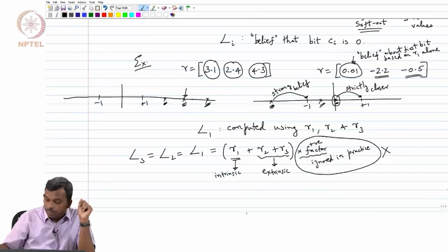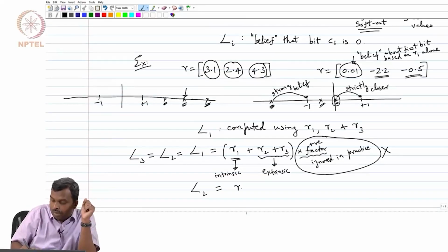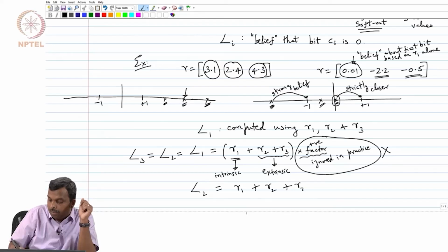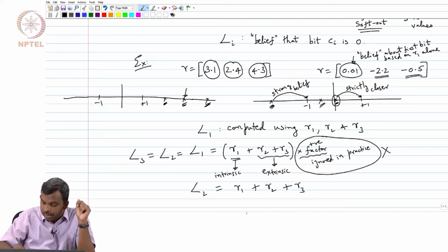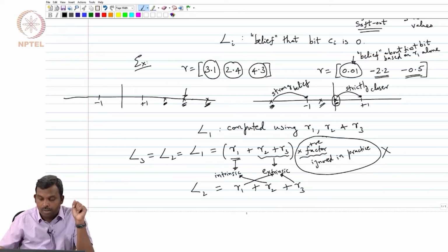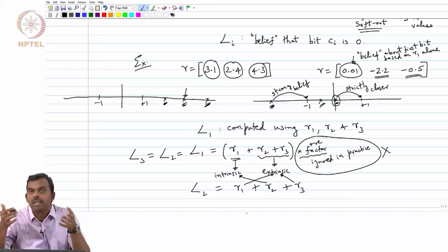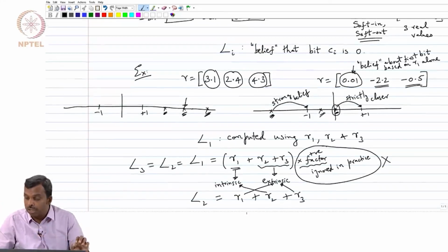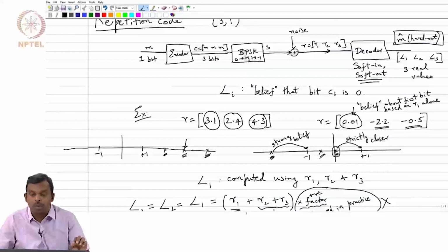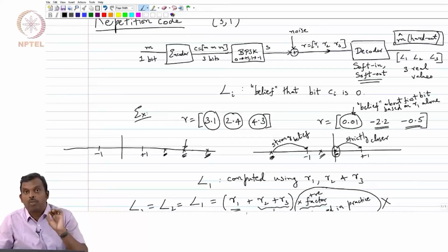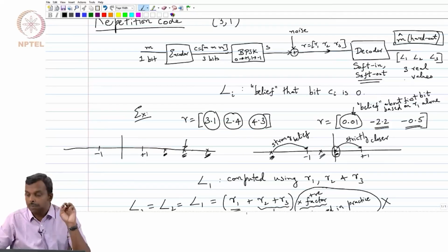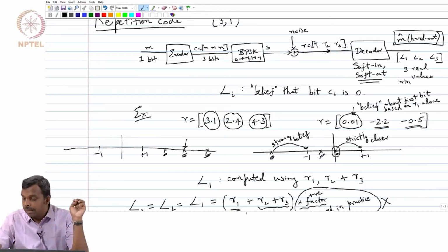So, if you look at L2, you have R1 plus R2 plus R3, okay. So, this is the intrinsic part, these two are the extrinsic part, okay. Likewise, for L3, R3 will be the intrinsic part, R1 plus R2 will be the extrinsic part. So, what is intrinsic and what extrinsic changes in L2 and L3, but the overall expression is the same, R1 plus R2 plus R3. Okay. So, this is an example of a soft in soft out decoder for the repetition code. Okay. So, the soft in soft out decoder puts out 3 real values, okay, intrinsic plus extrinsic.